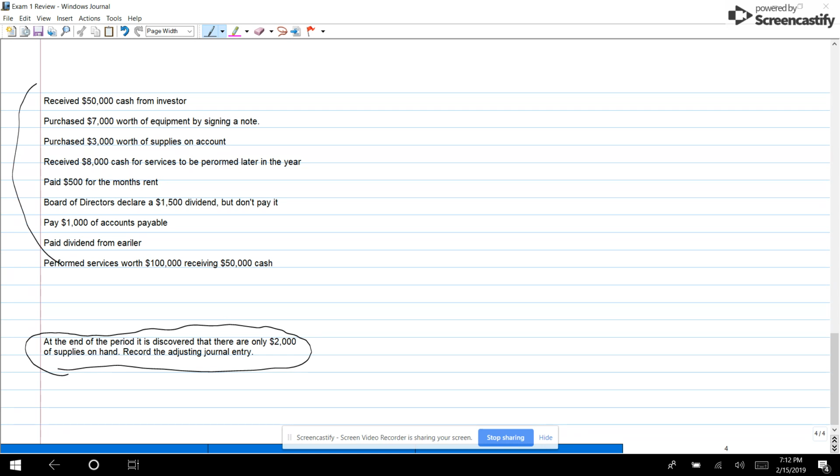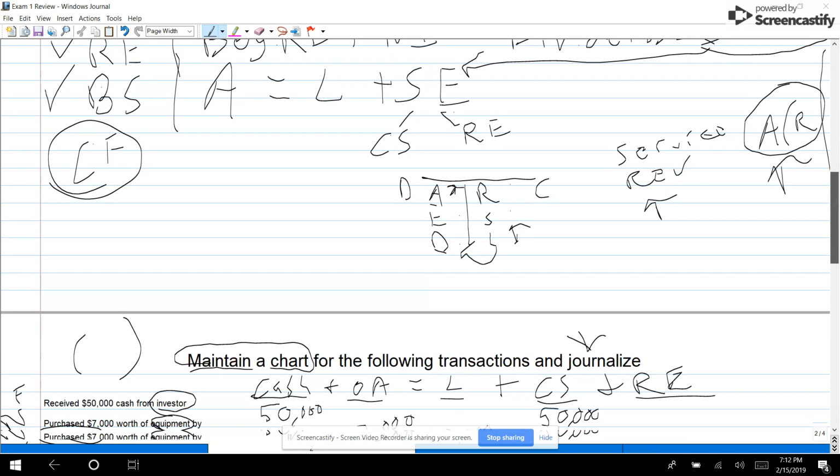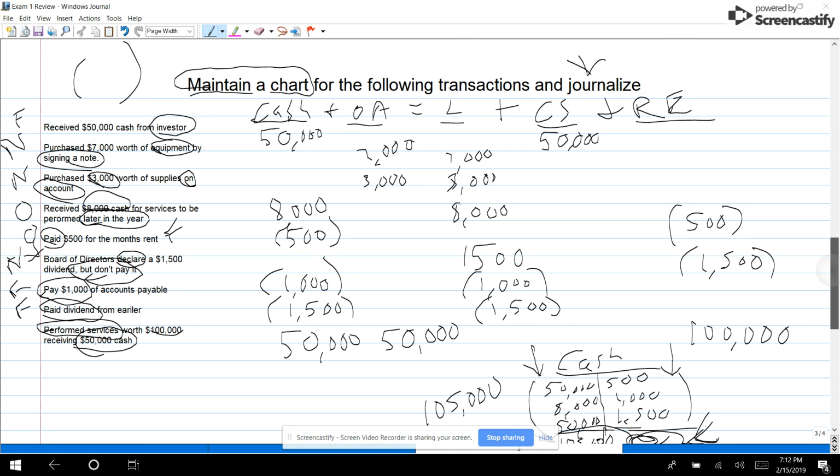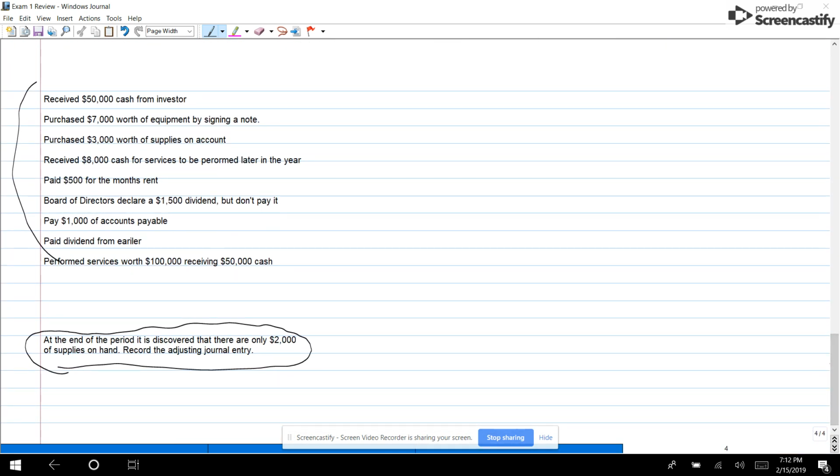All right, so receive 50,000 cash from an investor. So as we were saying up here, cash was going up, and so is common stock. So cash increases with a debit, and common stock is part of retained earnings. Retained earnings increases with a credit.